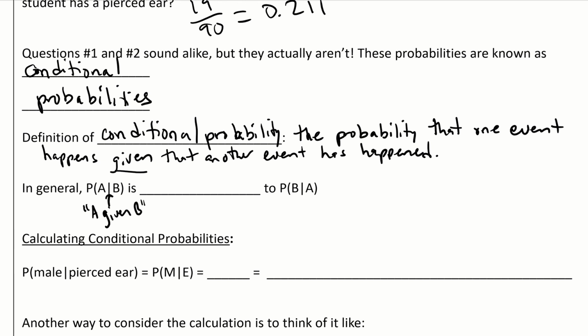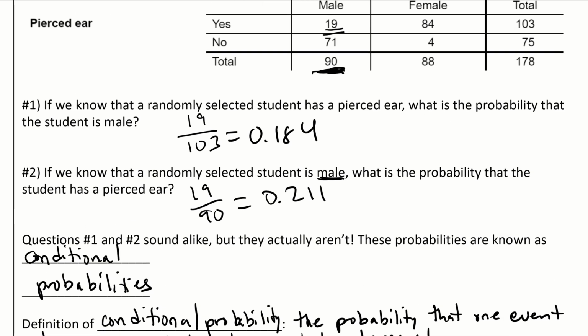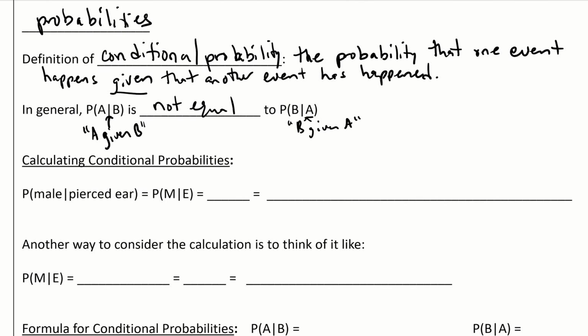In general, it's not equal to the probability of B given A. This is B given A, the probability of B given A. We know it's not necessarily equal. Why? Because we did that here. In this example, the probability that given they have a pierced ear they're male, and then when we reverse it, it's not the same probability.